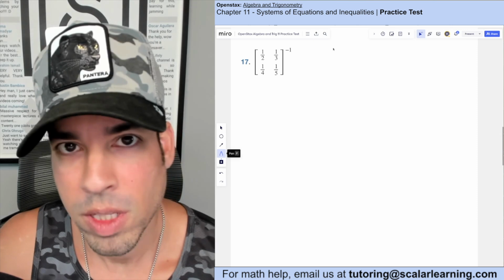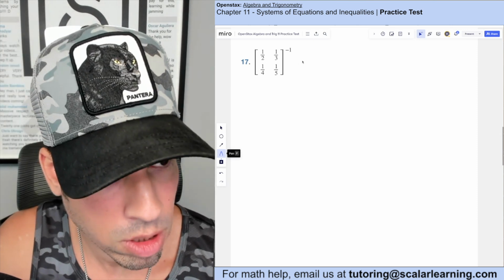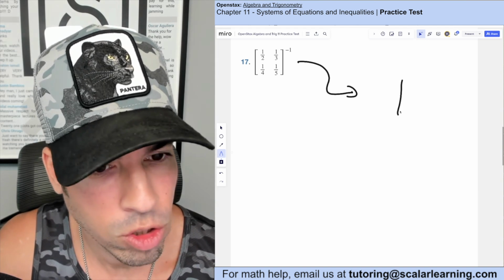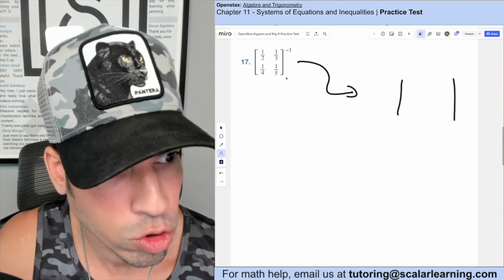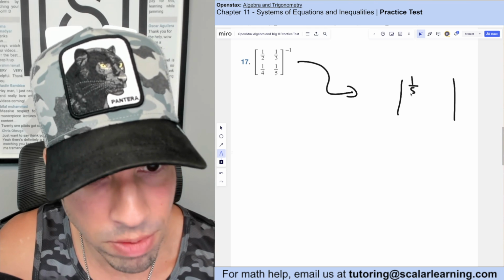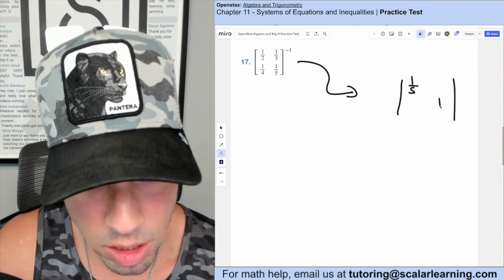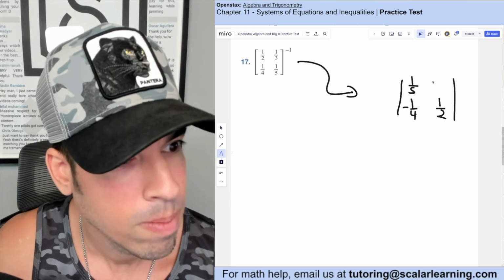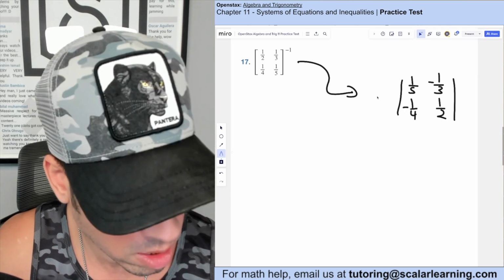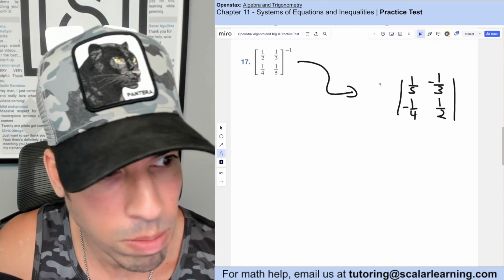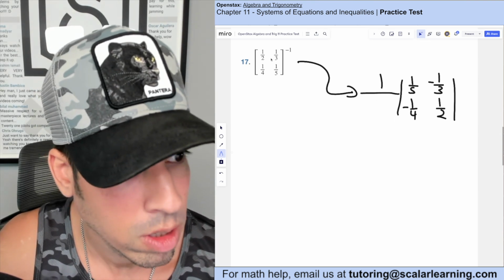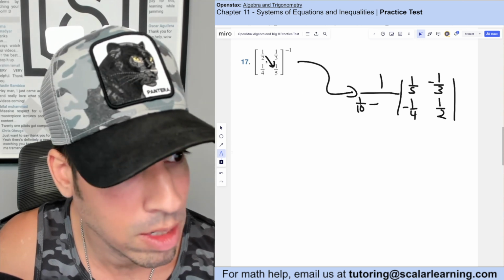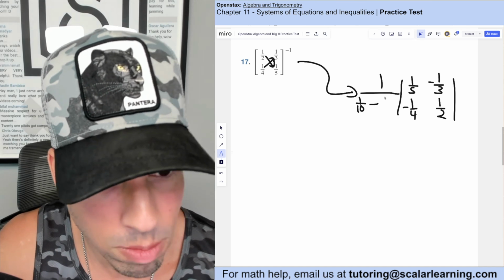Done. So for this one, we're trying to find the inverse of this matrix. So let's go through the first step here. First, we're going to swap these two. So we have 1/5, and then that 1/2 goes down here. And then these two we're just going to negate. We're going to say that's -1/4 and -1/3. And then I'm going to multiply this by 1 over a times d, which is the product of those two, which is 1/10, minus these two multiplied, which is going to be 1/12.